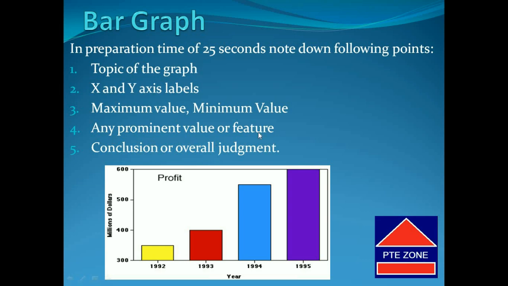Any prominent value or feature? I cannot see any prominent value or feature. One thing that I can see is that it is increasing every year. So I can say the profit has been increasing every year at a constant rate, right? So these are a few things that I just noted down in those 25 seconds.